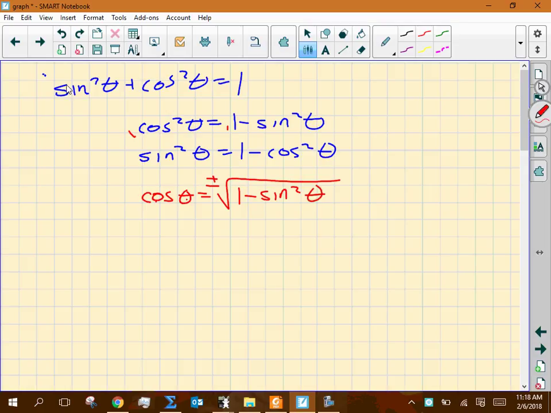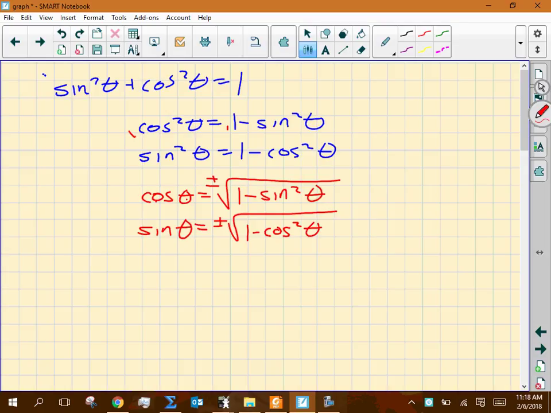Because here it says cosine of theta. Well, what if theta is in the second quadrant? That number should be negative, right? Cosine in the third quadrant should be negative. In the first and fourth quadrant, we should choose the plus sign. And I can do the same thing for the sine then. So sine of theta is plus or minus the square root of 1 minus cosine squared theta. Okay? So there are 5 total identities there, right?